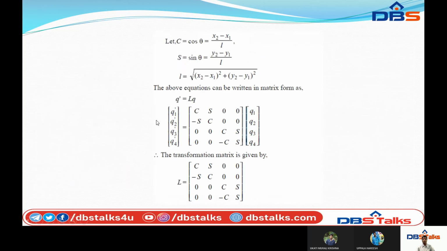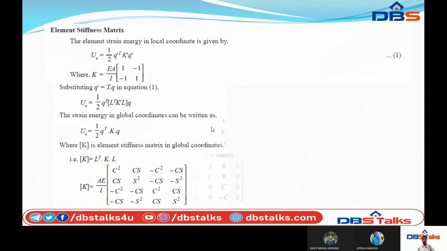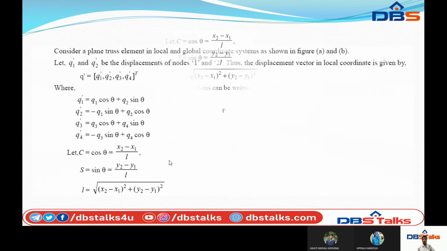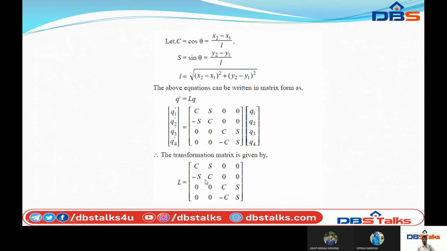Based on the displacement matrices or displacement vectors, I'm writing in terms of C and S. Next, coming to Q as Q1, Q2, Q3, Q4. Then the transformation matrix will be, therefore, L equal to C S 0 0, minus S C 0 0, 0 0 C S, 0 0 minus S C. It is for finding the transformation matrix, that is the L matrix.